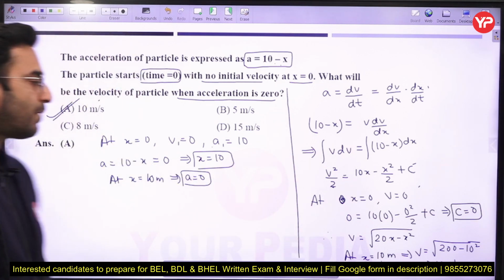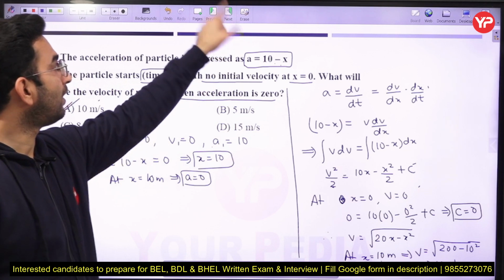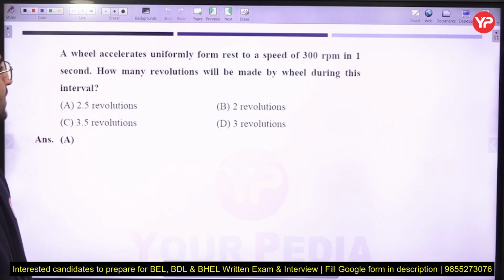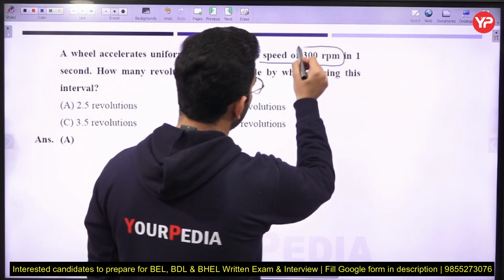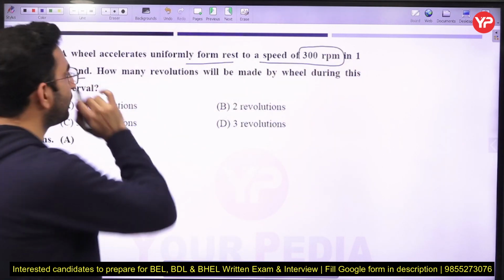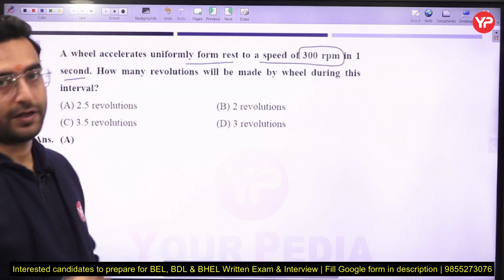That's a very simple question in this case. That's a question from basic mechanics. Next part: a wheel accelerates uniformly from rest to a speed of 300 rpm in 1 second. How many revolutions will be made by the wheel during this interval?